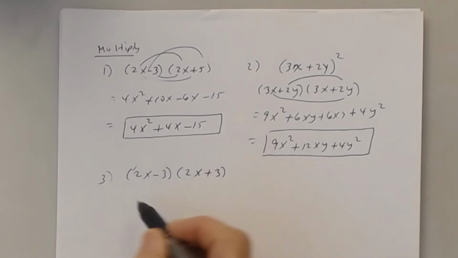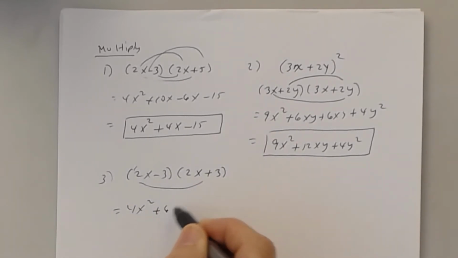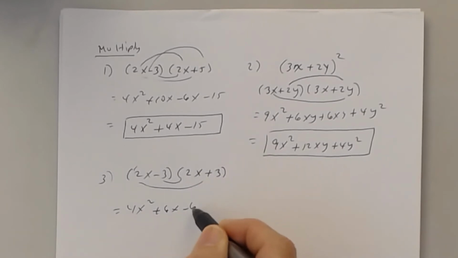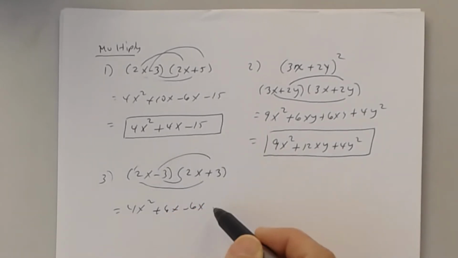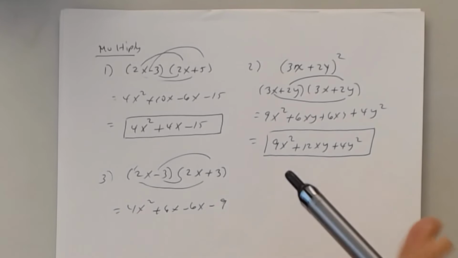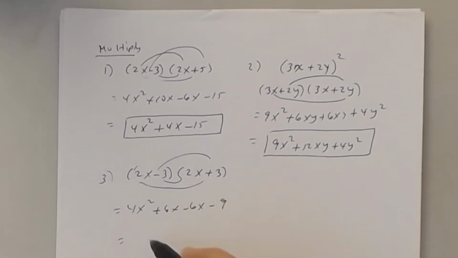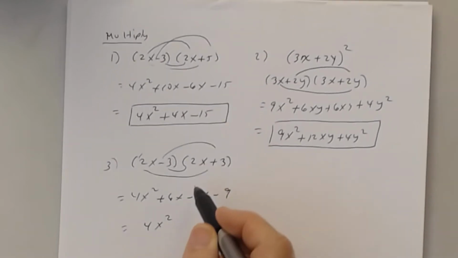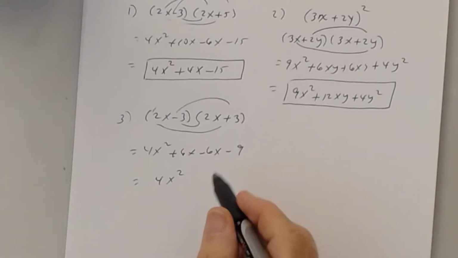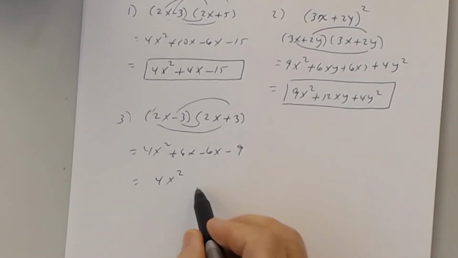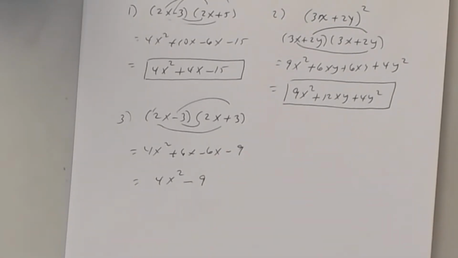What's the first? 4x squared. What's the outer? 6x. What's the inner? Minus 6x. What's the last? Negative 9. Okay, combine like terms, what do you get? Yeah, the outer and the inner cancel out, right? That adds up to be 0. So you get 4x squared minus 9.